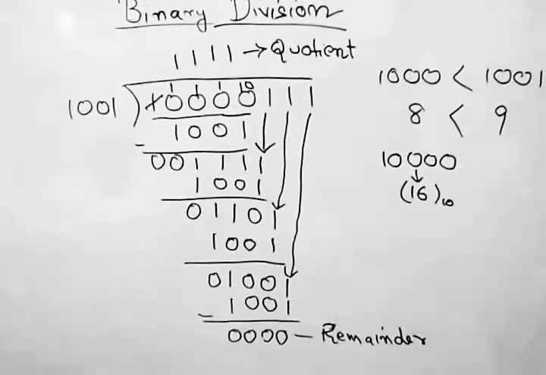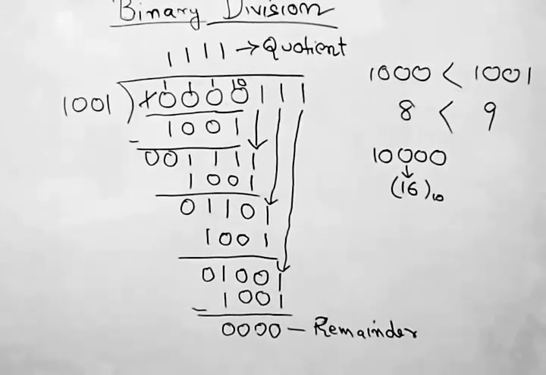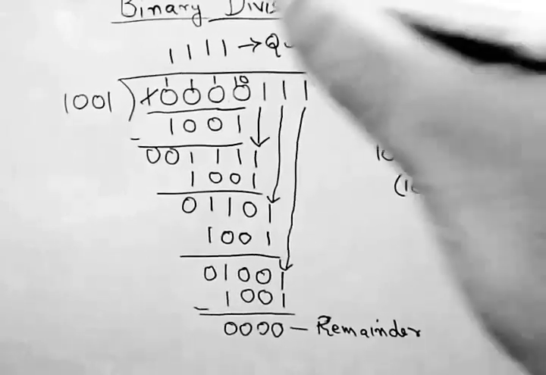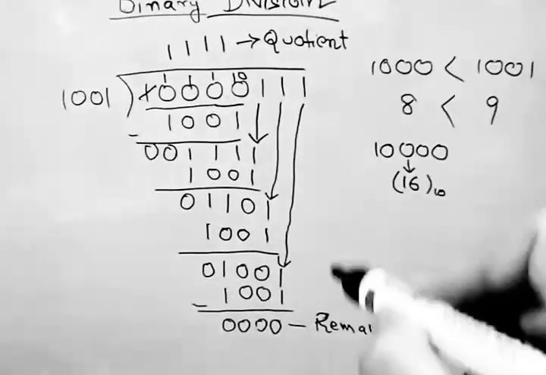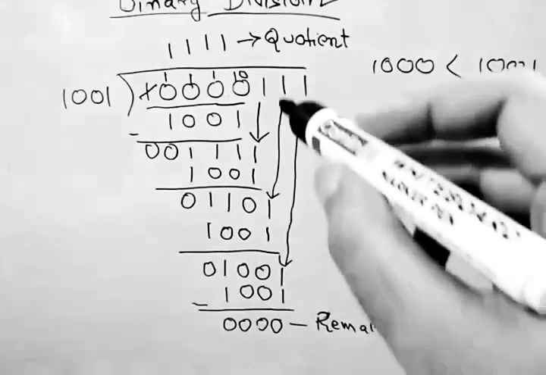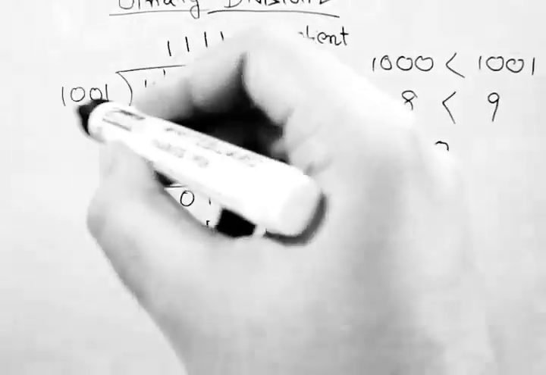So you can see that after division we get 111 as the quotient and 0 as the remainder. So this number is perfectly divisible by 9.